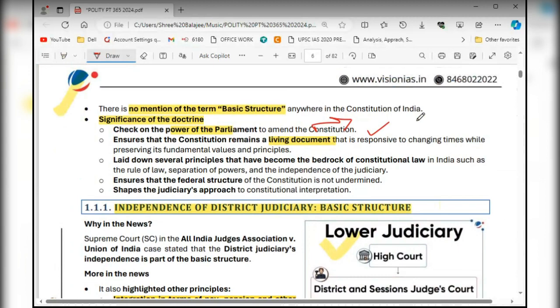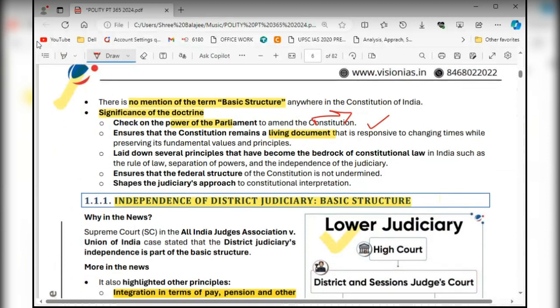So that is not something which is sacrosanct in nature and will remain intact. It is not like that; changes can be made whenever and wherever required. Like a customized constitution, we can say we have in India. And then we have laid down several principles that have become the bedrock of the constitutional law.